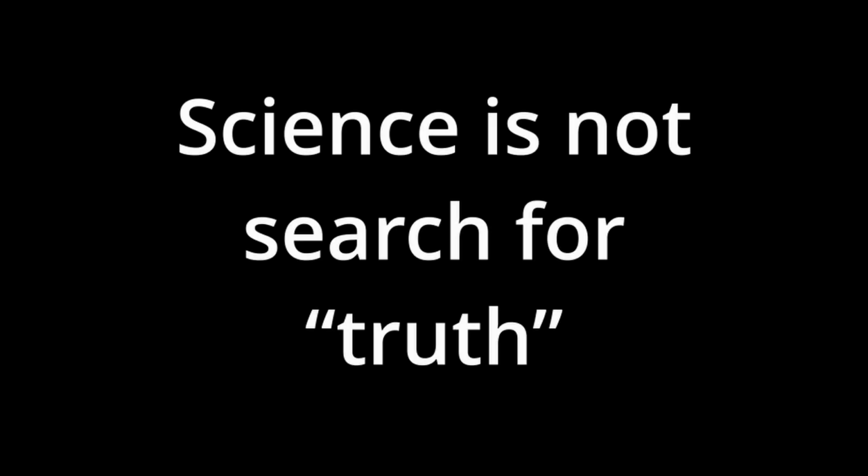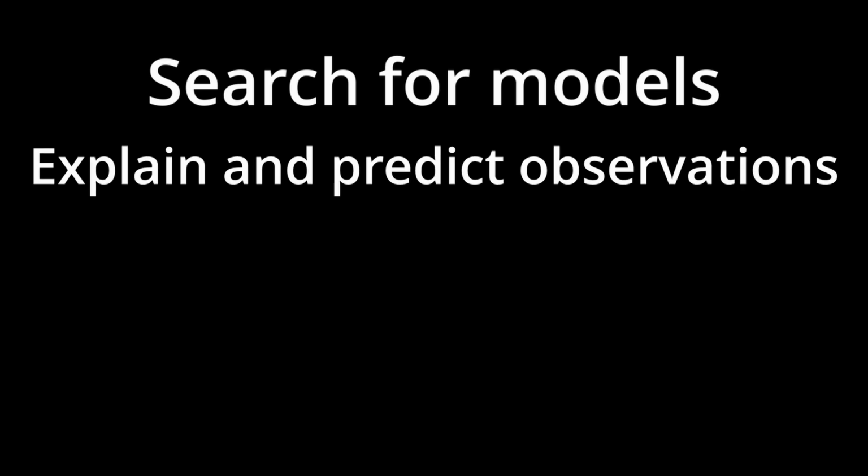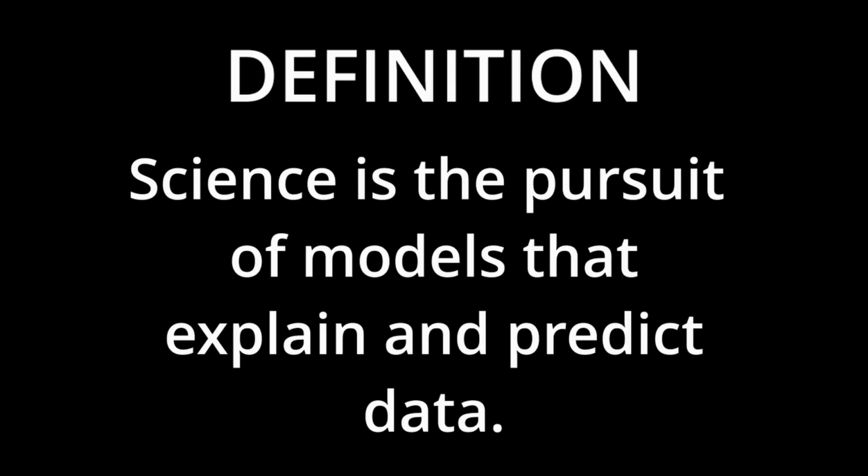1. Science is not a search for truth. If you want truth, find a guru on a mountain or a religious leader eager to share theirs. Science in practice is a search for models, tools that explain and predict observations. Statisticians call those observations data. If you want a definition of science aligned with modern statistical inference, start here. Science is the pursuit of models that explain and predict data, not truth.